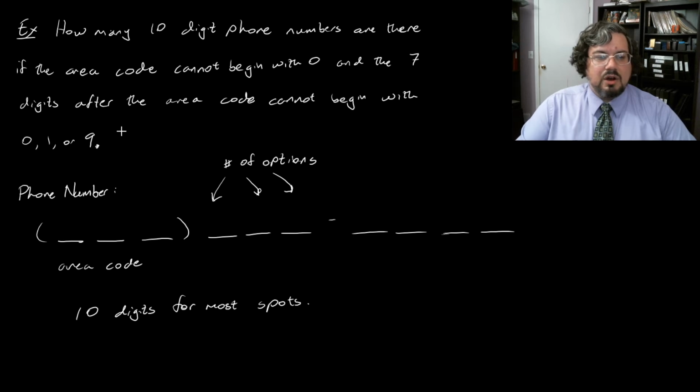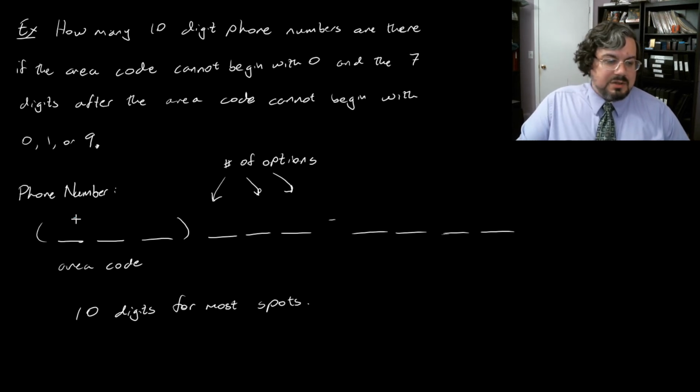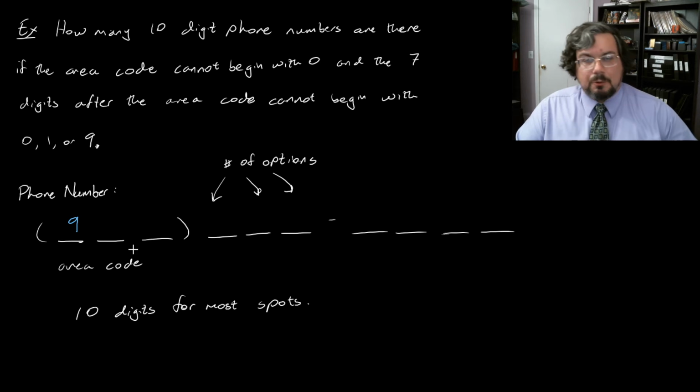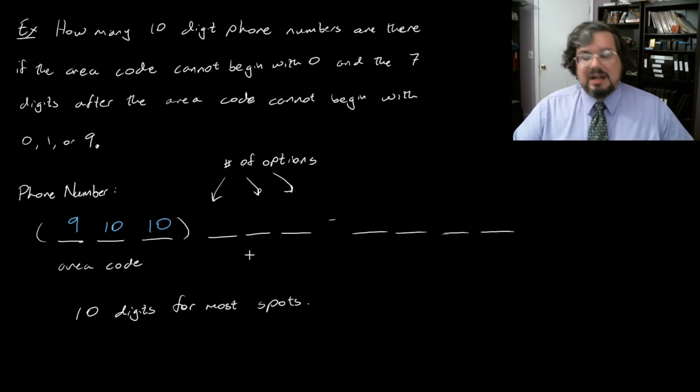So in the area code, we're told that the area code can't begin with 0. So we can't have a digit of 0 here, but we can have the digits from 1 to 9. So that means that there are 9 choices for the first number in the area code, the first digit in the area code. Now, there are no more restrictions on the second and third digits in the area code, so there are 10 possibilities for the second digit, 10 possibilities for the third digit.